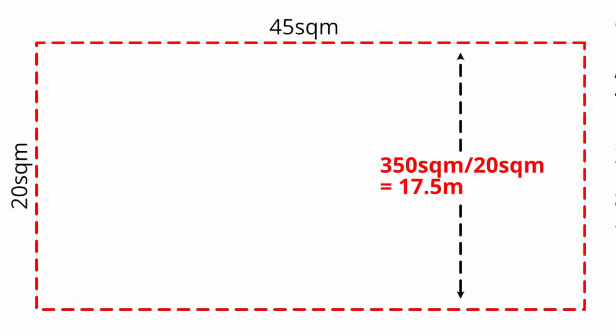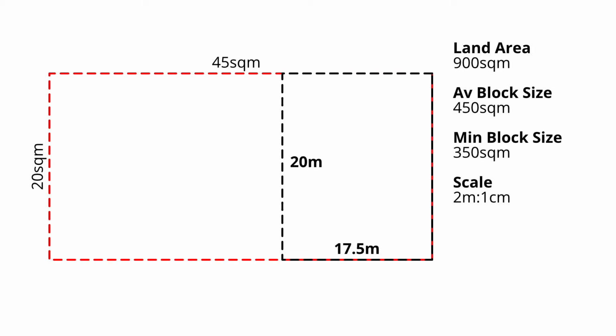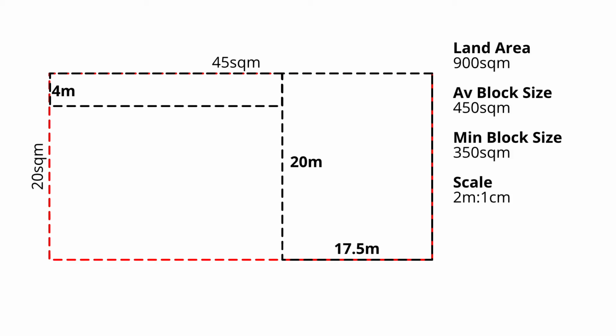So the first lot, we're going to aim for a minimum block size of 350 square meters. So what I do is get 350 and divide it by the entire width of the block, which is 20 meters. This works out to 17.5 meters, which on our scale is 8.75 centimeters. So let's draw that back lot in. Then we need to work out the driveway, and as I know from my planning regs, the driveway width is about 4 meters. So I put a 2 centimeter wide driveway down to the rear lot.